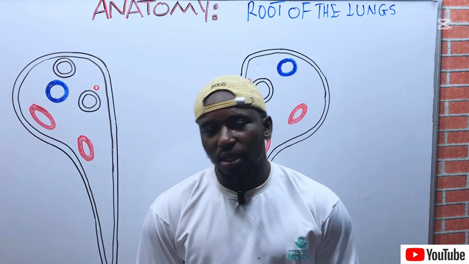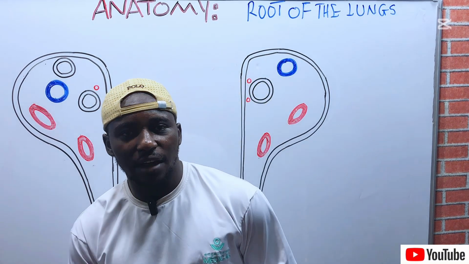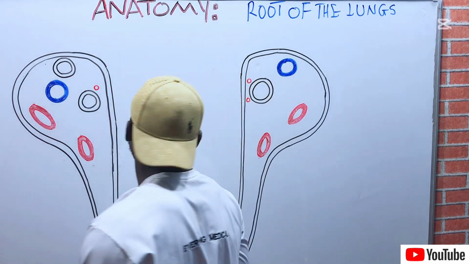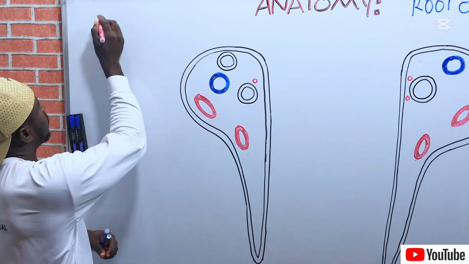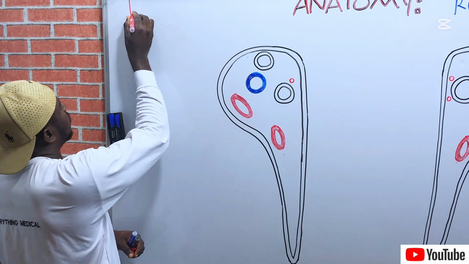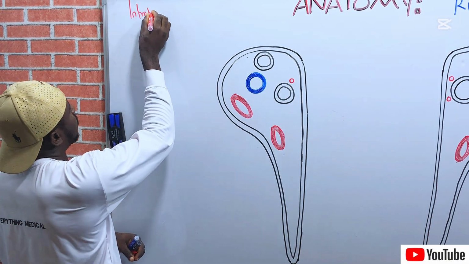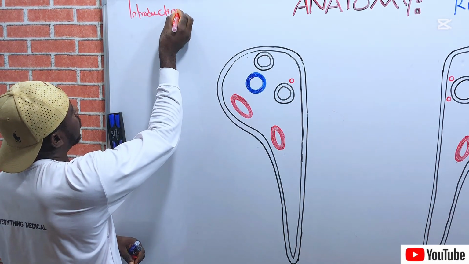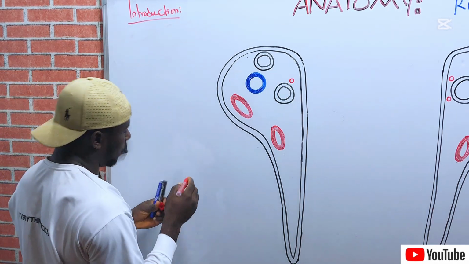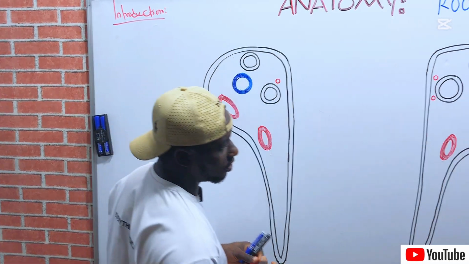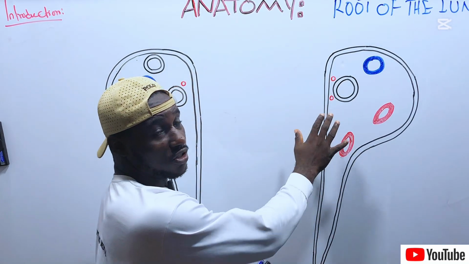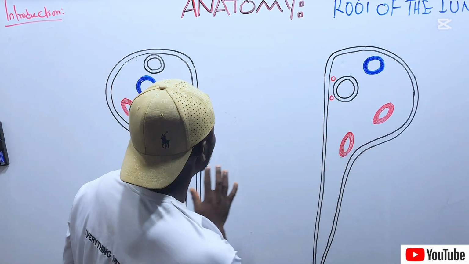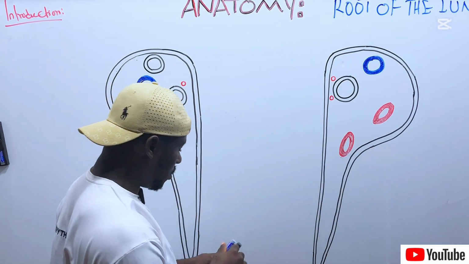Now let's proceed. The first thing we shall be noting down is the introduction. Now, what is the root of the lungs? This diagram here depicts the root of the lungs. This is the left root of the lung. This is the right root of the lung.